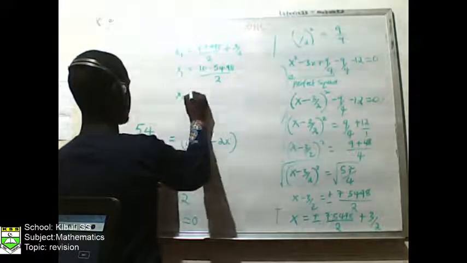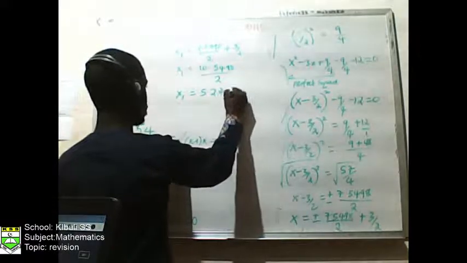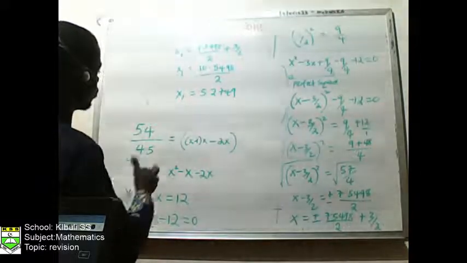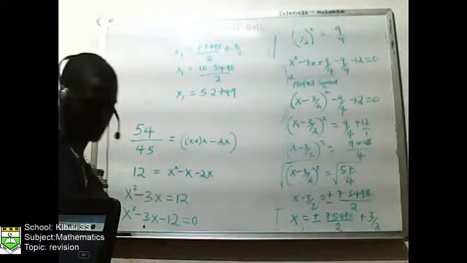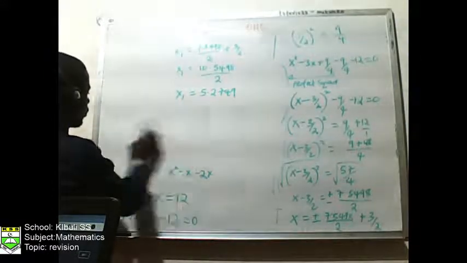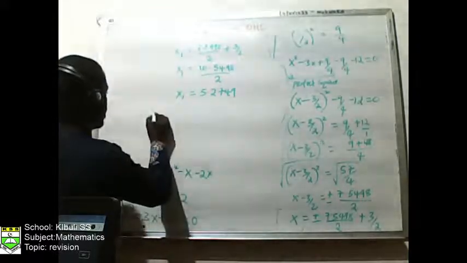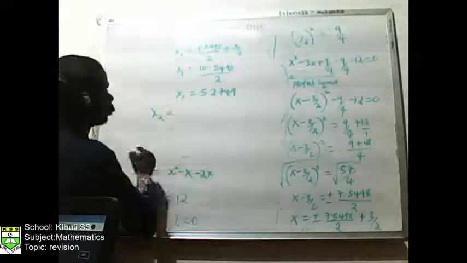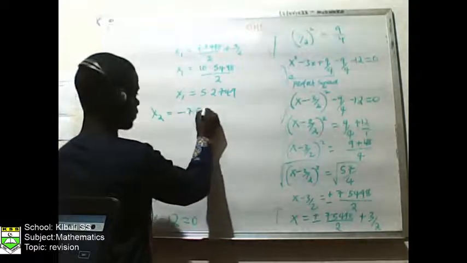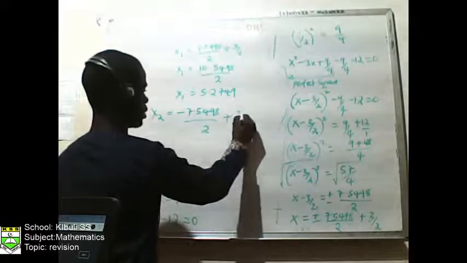So x1 is finally 5.2749. That is x1. Then you look for x2, which is going to be the negative of this, negative 7.5498 over 2 plus 3 over 2.